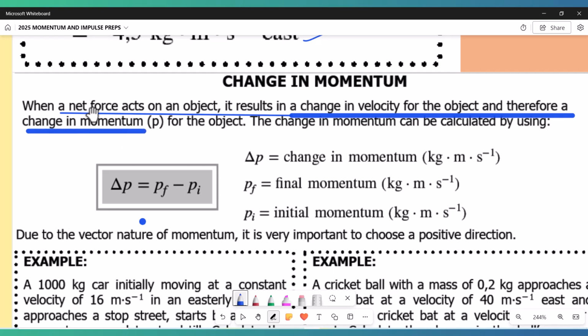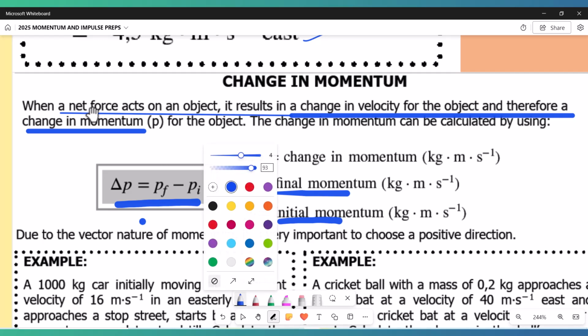Now to get our change in momentum, this is the formula here. It says that change in momentum equals final momentum minus initial momentum. I repeat, if they say calculate the change in momentum, what do you do? You first get your final momentum, that is P final, then you also get your initial momentum, and then you subtract the two. When you subtract, you get the change in momentum: final momentum minus initial momentum.